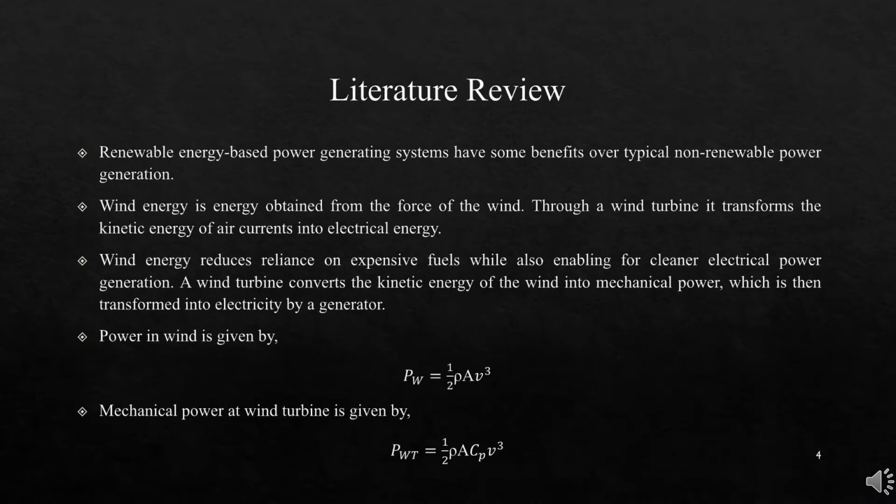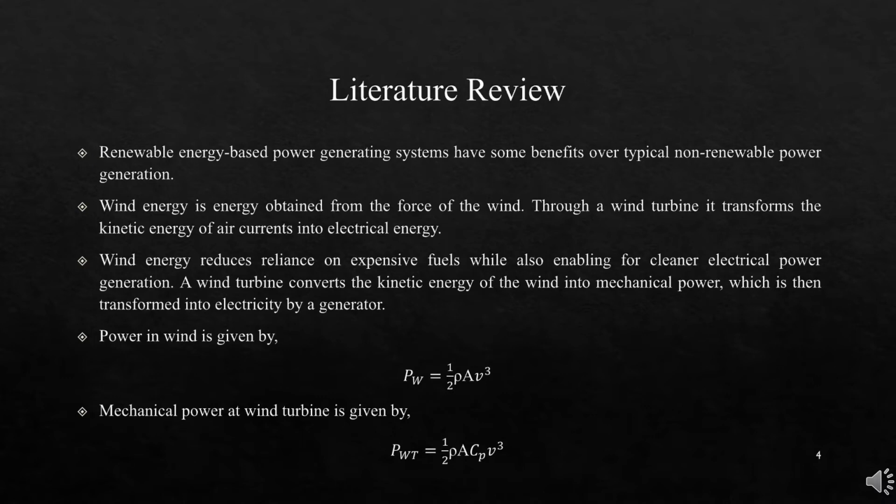Literature review. Renewable energy based power generating systems have some benefits over typical non-renewable power generation. Wind energy is a kind of solar energy. Wind energy describes the process by which wind is used to produce electricity. The wind turbines convert the kinetic energy present in the wind to mechanical power. Wind energy is a renewable source of energy that determines the total power in the wind.